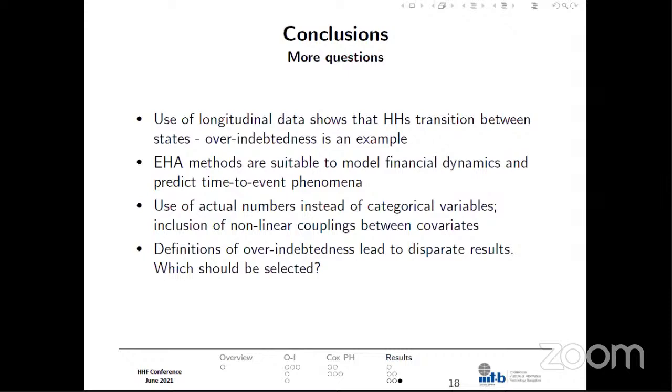Again, there are more questions that we felt could be answered at the end of this. We used only categorical variables. Had we used actual numbers, would the results have changed? What if we had linear couplings, or nonlinear interaction terms between several of the covariates?